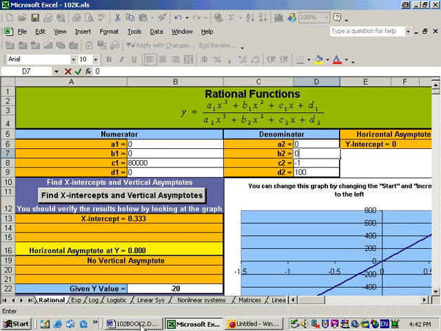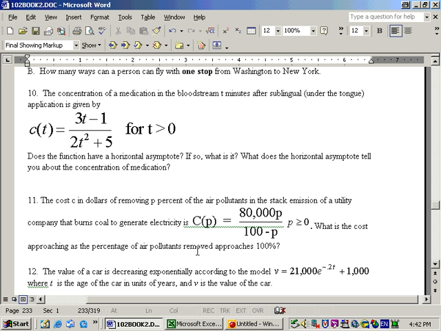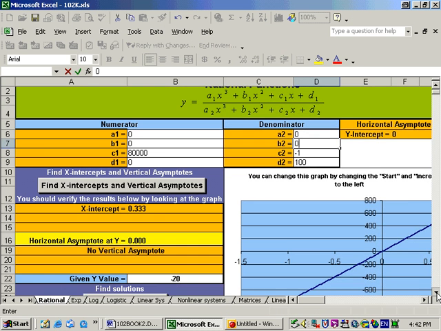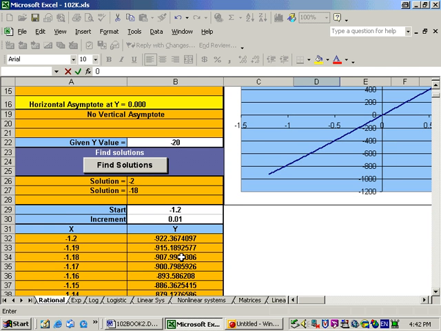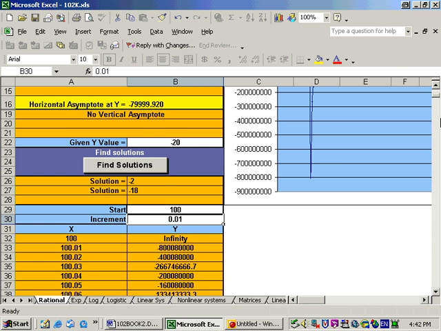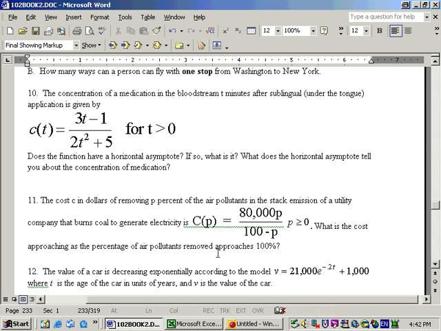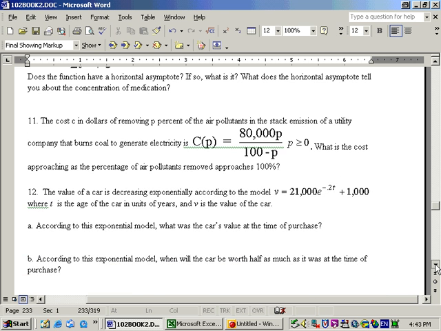Now this problem asks, let's see what it's asking. It says what is the cost approaching as the percentage of pollutants removed approaches 100%. So we're putting in 100 for p, and we can do that down here where we start the table. If we start the table at 100, we get infinity at 100 because there's a vertical asymptote at 100. So what's the cost approaching? Infinity would be the answer to that problem. And if we would click on the button to find the vertical asymptotes, we would find that there's a vertical asymptote at 100.